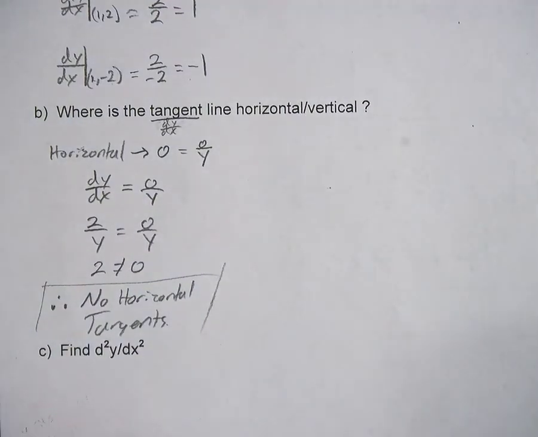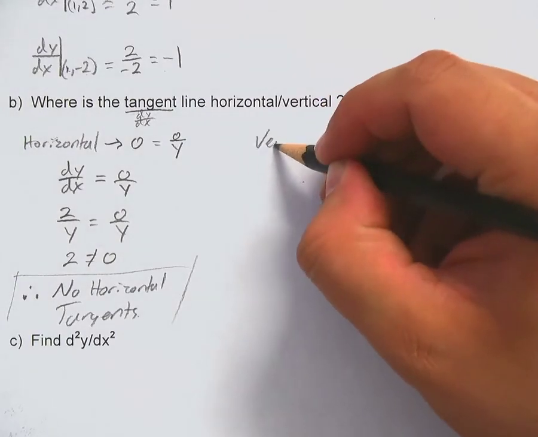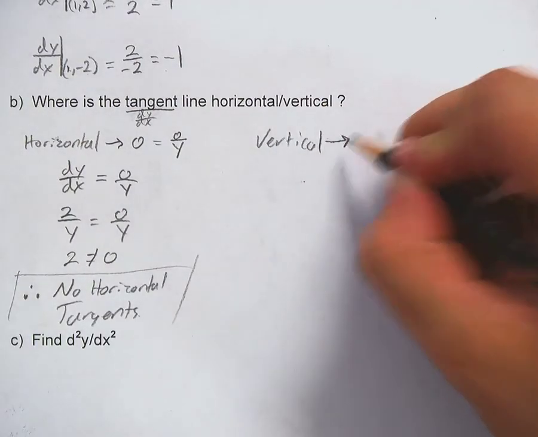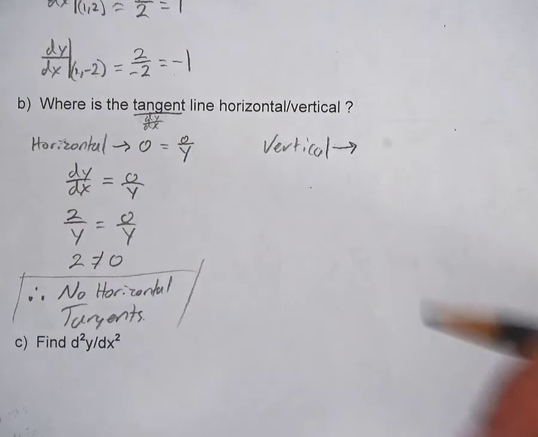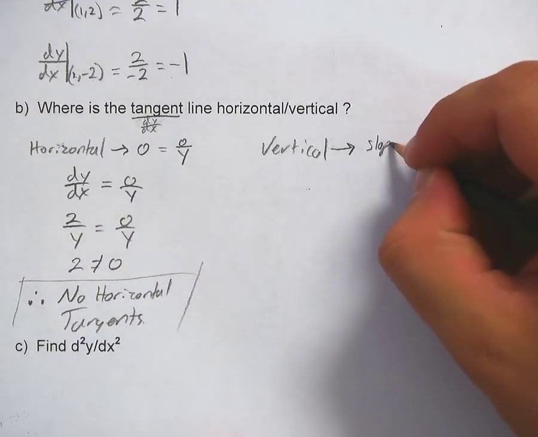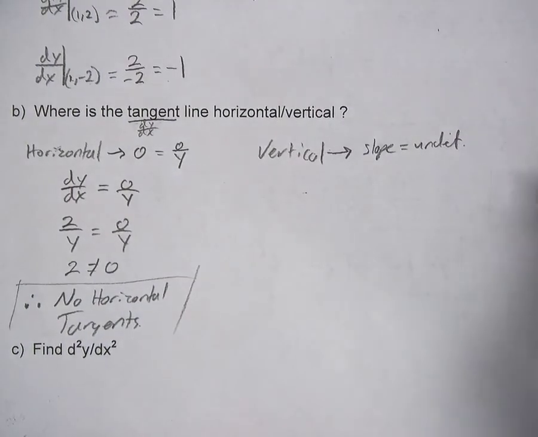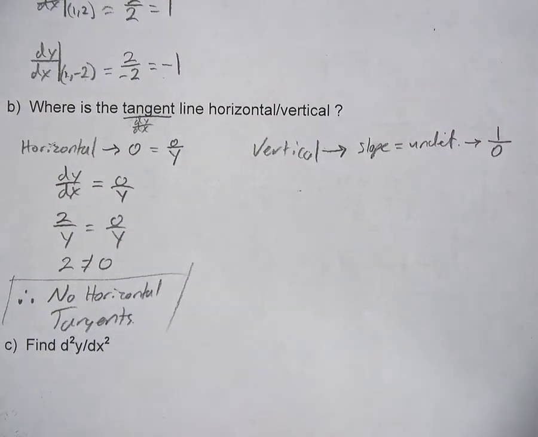That means no horizontal tangents. Vertical is a little bit different. To make vertical lines, you need your slope to be undefined, right? I need an undefined slope, or 1 over 0.